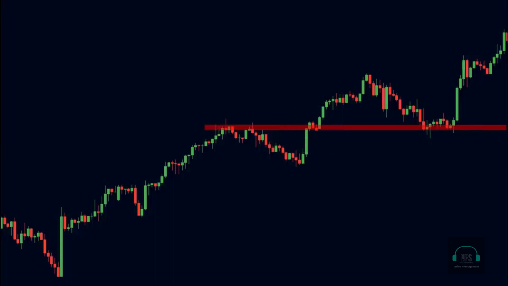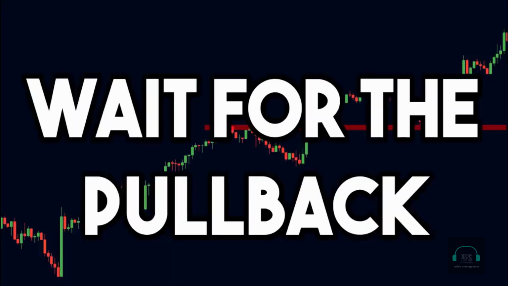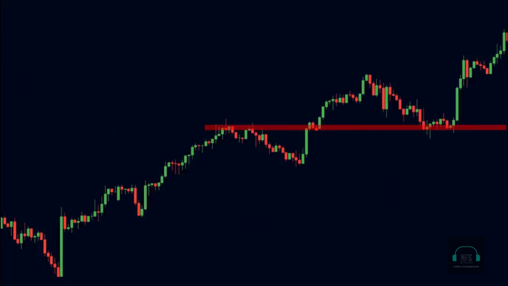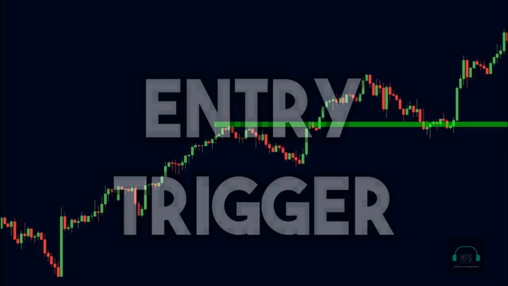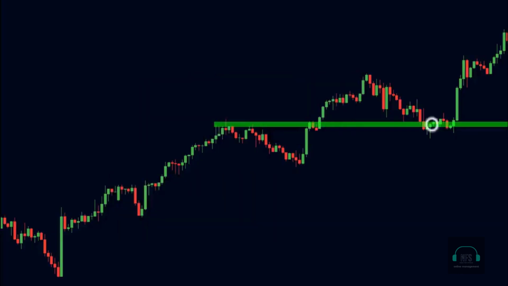Now, the second step is to wait for the pullback. We want the price to pull back to this resistance level that has now turned into a support level. We will look for an entry around this area. The third and the final step is our entry trigger. When the price reaches the resistance turned support level, we will create a short-term trend line on the pullback.